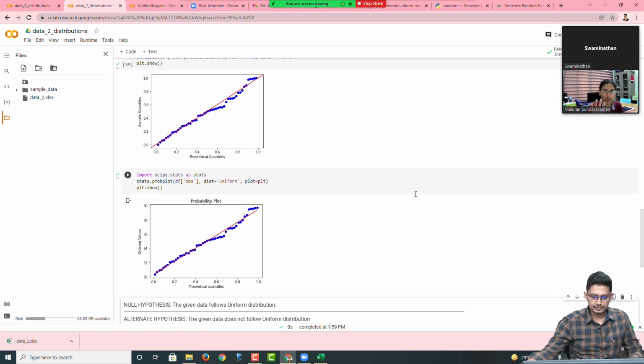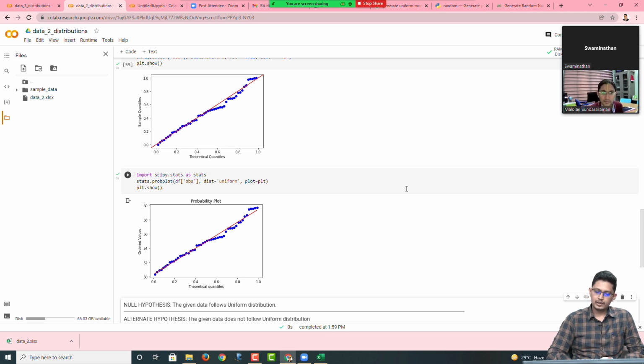So PP and QQ, again, it's comparing the sample with a theorized uniform distribution. That is why you have dist is equal to uniform, and it's an almost straight line. You can't expect anything more. So we can say, okay, our guess is correct. It's a uniform distribution. All right.